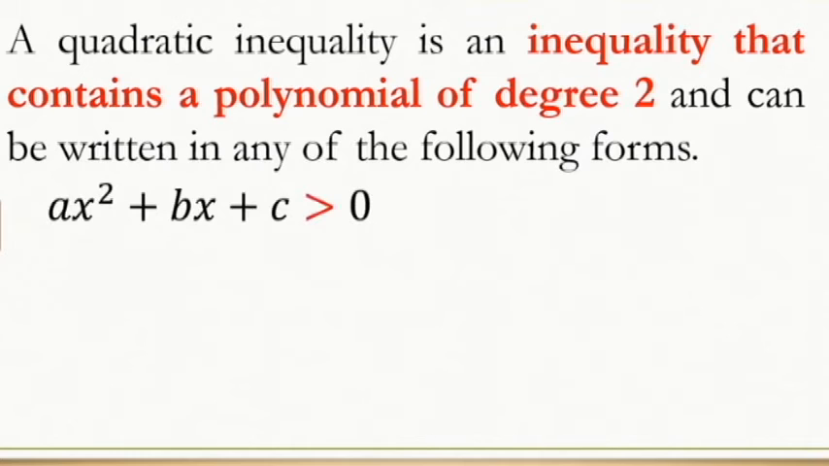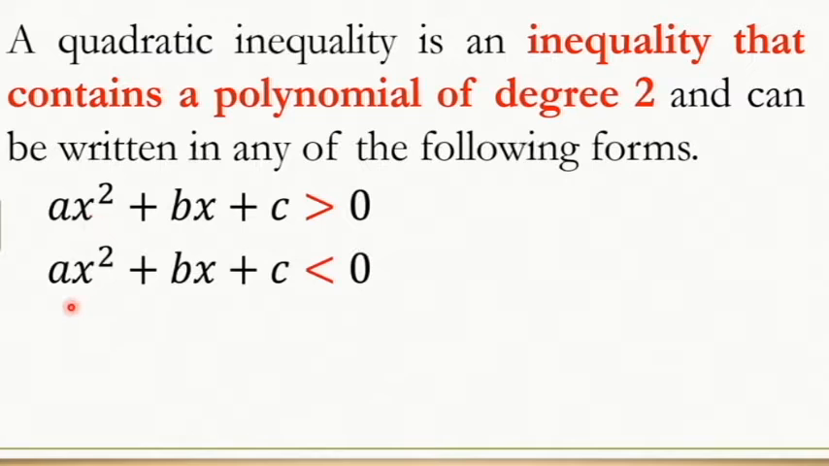Ano-ano yon? So if you have ax squared plus bx plus c is greater than 0. So kapag nakita natin itong symbol na to, this is an example of quadratic inequality. But remember, hindi lang tayo dapat sa symbol nakatingin. Minsan kasi, greater than siya, pero pagdating sa exponent, naka first degree lang siya. So ang tawag lang natin doon ay linear inequality.